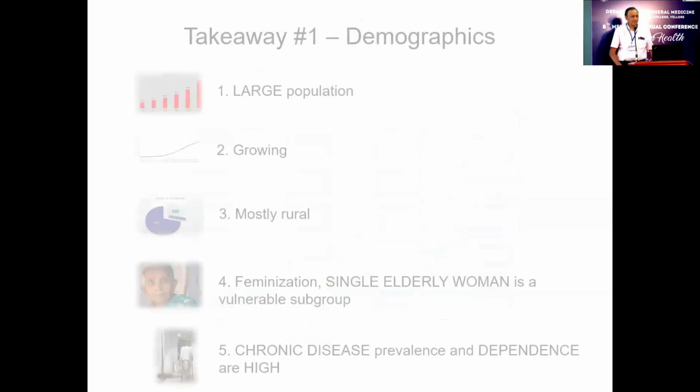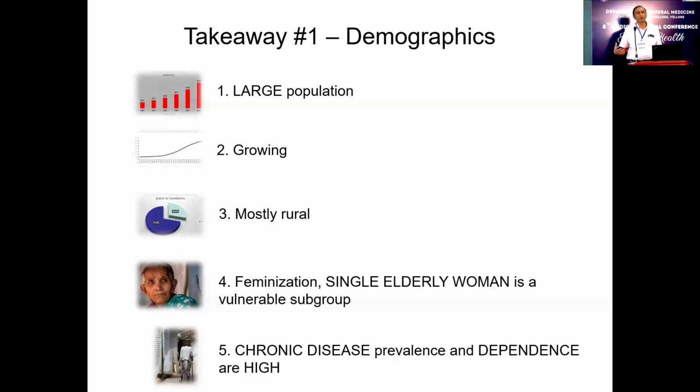So these are the 5 takeaways. I mean, we have a large population of elders. It is a growing population, mostly rural, but 30% almost is urban. And that's a huge number in absolute terms. The phenomenon of feminization and the particular vulnerability of the single elderly woman. And we know that the chronic disease prevalence in this group is high, as is dependency.